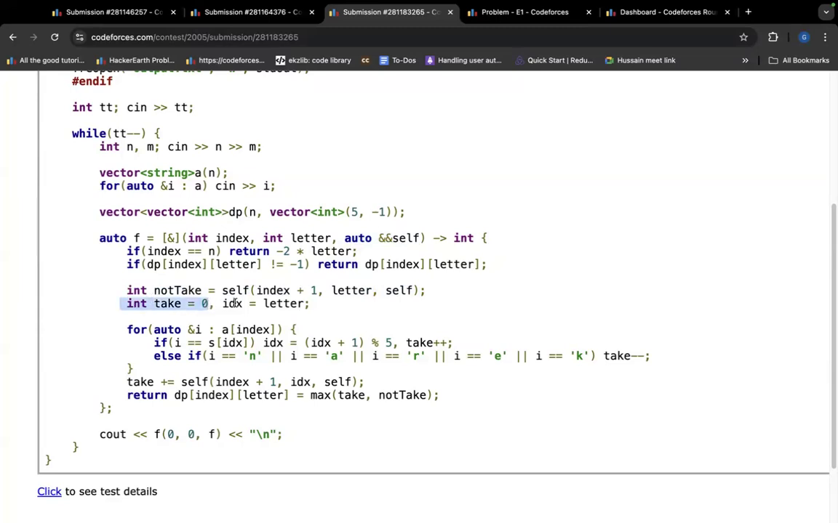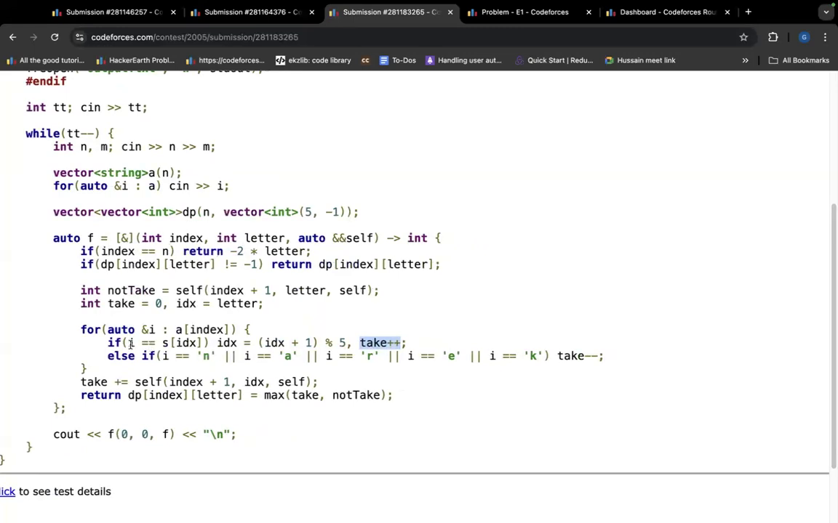Otherwise, for take, I have my index set, which is equal to letter, and take is 0. I'm iterating through all characters of that particular string, which I've stored here. If I is equal to s of idx, then idx is equal to idx plus 1 modulo 5, because I'm going one index ahead, and then I'm doing take plus plus because my score increases by 1. Otherwise, if it is not the character that we want, but it is one of NAREK, then I do take minus minus. And then in the end, I just do take plus equal to f of index plus 1, comma idx.